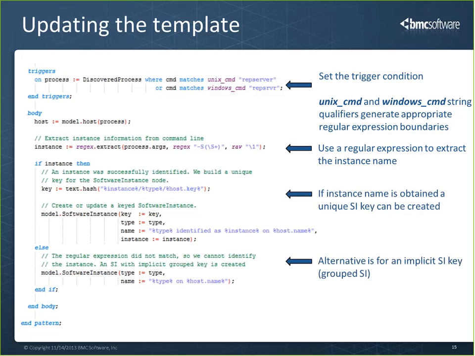In certain cases, we may not be able to get the instance information. In that case, it's a good idea to write a section that will still create a software instance, but a much simpler one, what we would call a footprint. In this case, we will let ADDM actually create an implicit key, which will group all those processes where we couldn't get the instance name into a single entity.